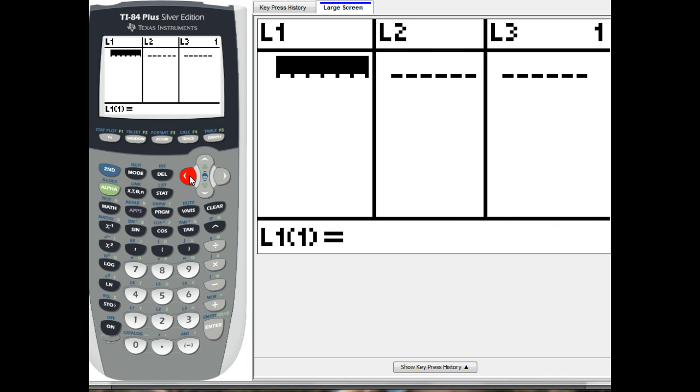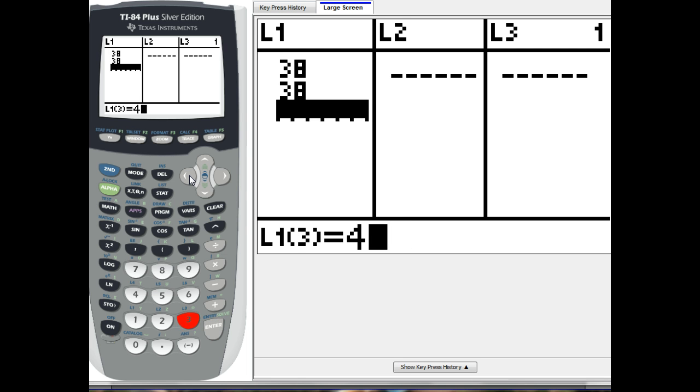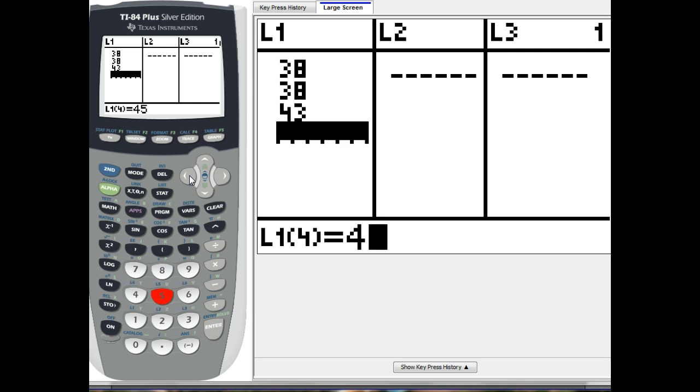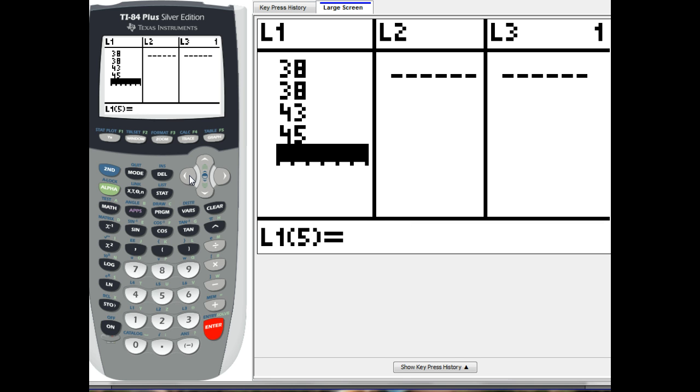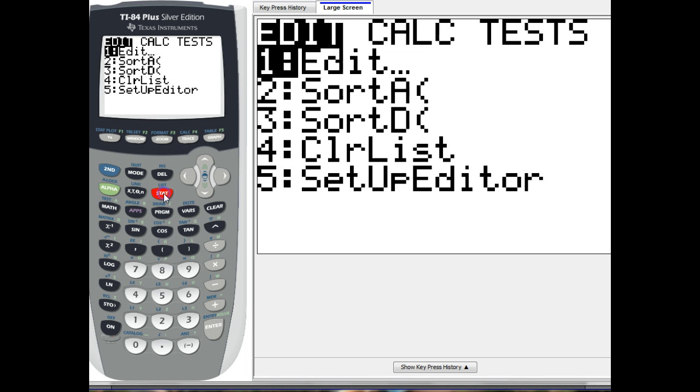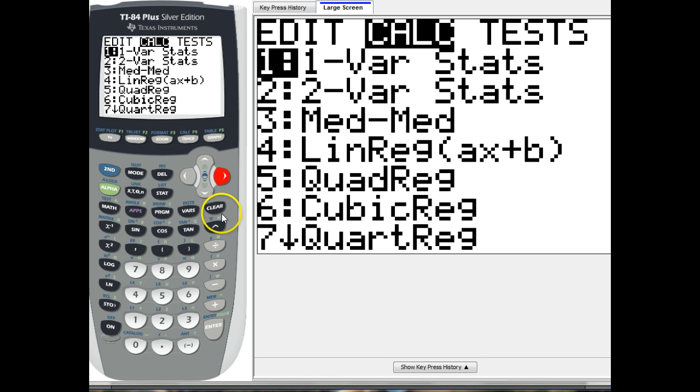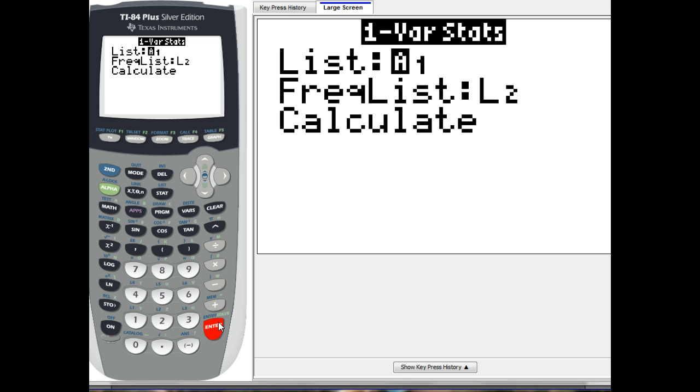In L1, I'm going to enter the data set: 38, 38, 43, 45, 46, and 48. Now I'm going to do Stat, Calc, one of our stats. My list is in L1. I do not have a frequency list. So I'm going to hit Clear, and then I'm going to go down to Calculate.